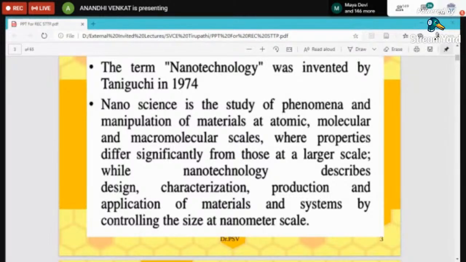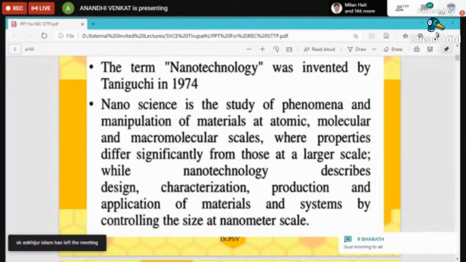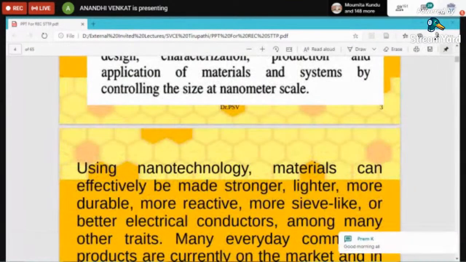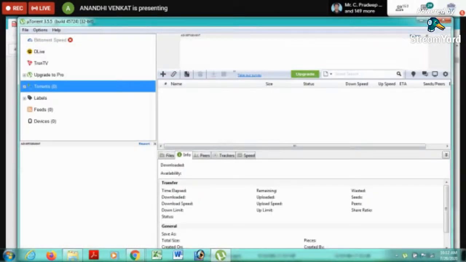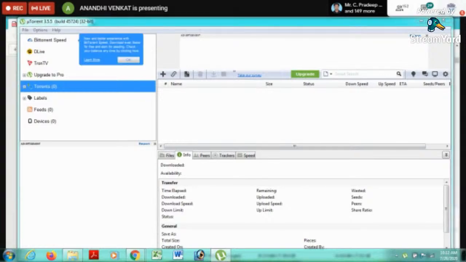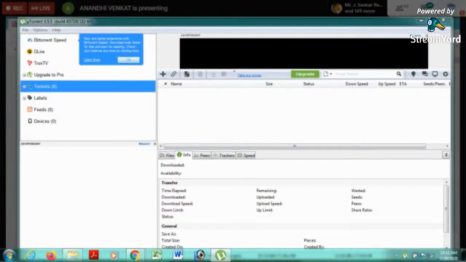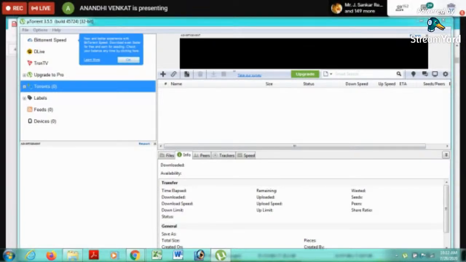That is very, very important as far as perfection and quality are concerned. You can get the quality without adding any weight to the structures. You can add the quality and the strength as you want. That is the specialty of nanotechnology. Now, using nanotechnology, materials can be effectively made stronger. That only I was telling just now. It can be made stronger, but you need not increase the weight.